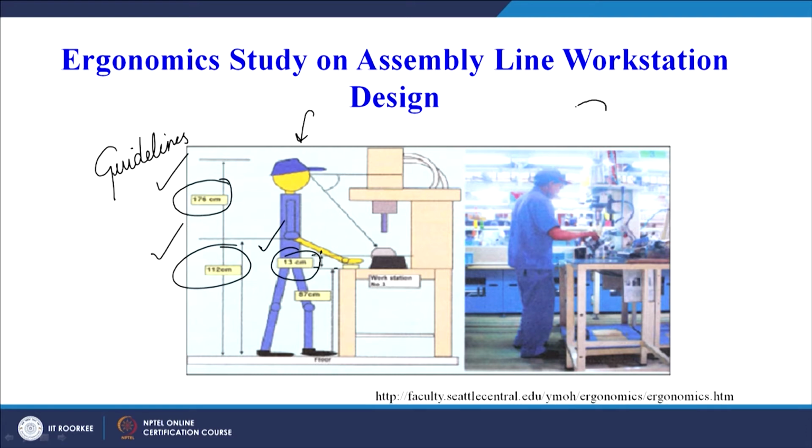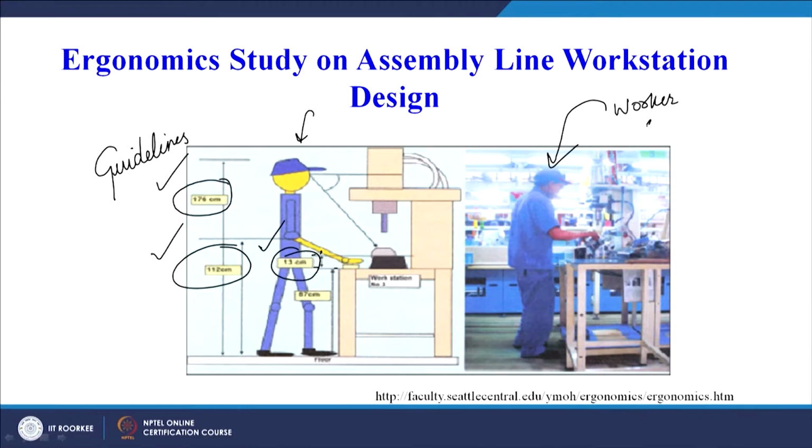Similarly, this is an actual worker who is performing a task. So when we follow these guidelines, our system will be perfect, or I can say near perfect. We will try to see what are the various steps which we must follow, or what are the various factors that we must take into account when we are designing the work system for a worker who is performing the assembly line operations.